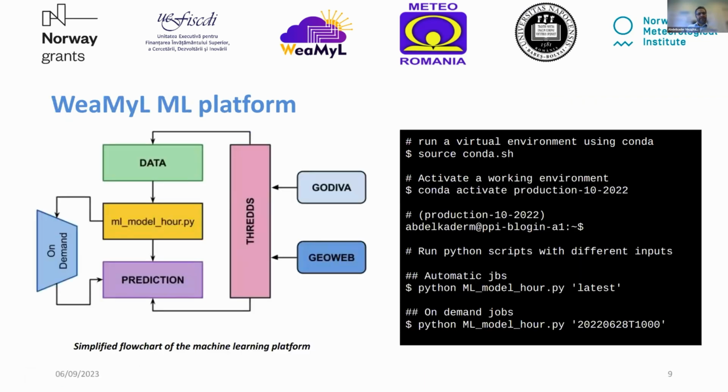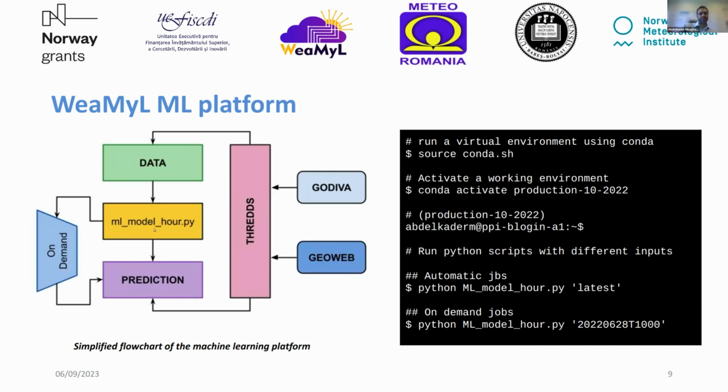So the WeaMyL machine learning platform, in a simplified way. We have the machine learning model script, which is a Python script that will collect data from threads. It can be the latest recorded radar reflectivity factor, for instance, but it can also be some historical events that happened in the past. And the script will digest this data with a bunch of pre-processing steps, and then use the trained data sets configuration that was provided by Romanian partners in order to produce predictions.